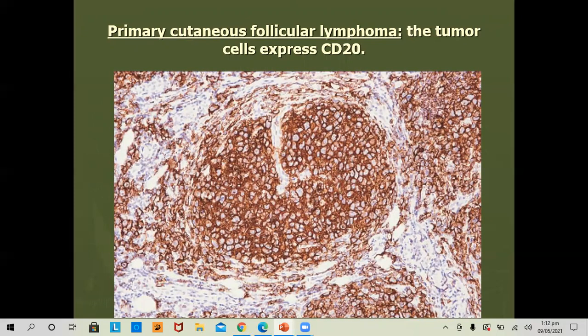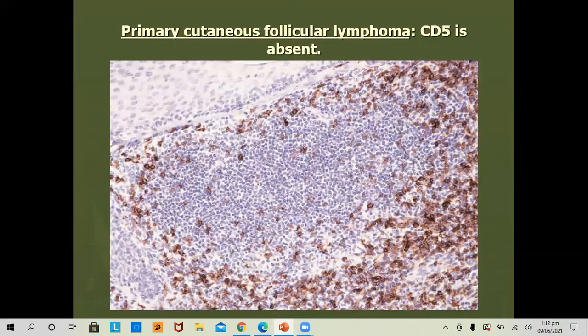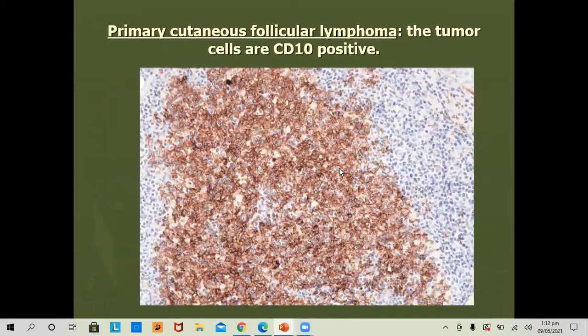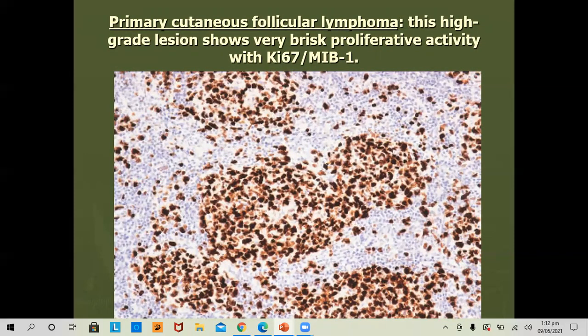Primary cutaneous follicular central cell lymphoma, like all B-cell lymphomas, is CD20 positive. Then CD21 highlights the follicular nature of the tumor. CD5 is negative, which is also negative in marginal zone lymphomas. But this tumor is CD10 positive. So CD10 is the specific marker for this tumor. It is BCL6 positive as well. The high grade lesions, the grade 3 lesions, show brisk mitotic activity and are strongly positive with Ki67 or MIB1.